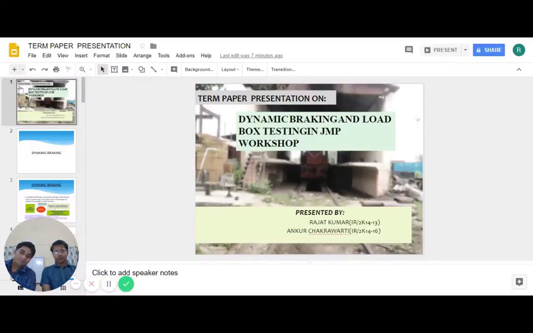Hey everyone, in this video we will try to learn about the concept of dynamic braking and the process of load box testing as performed in Jamalpur workshop.